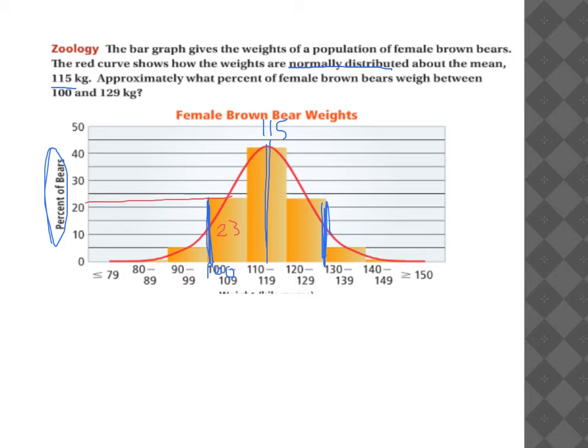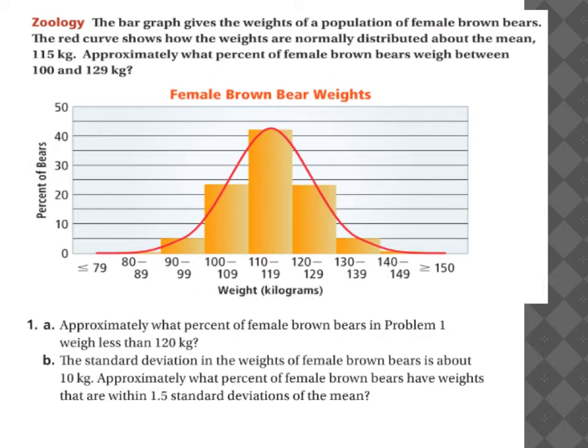This would be roughly about 42%. And then again, this would be 23, because normally distributed means that these two sections are going to be the same. So now I'm just going to add up all of my percentages of bears, my three columns that I have. And I would get about 88% of female brown bears weighing between 100 and 129 kilograms.